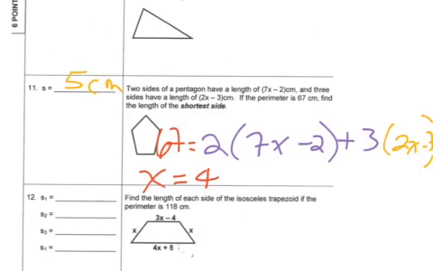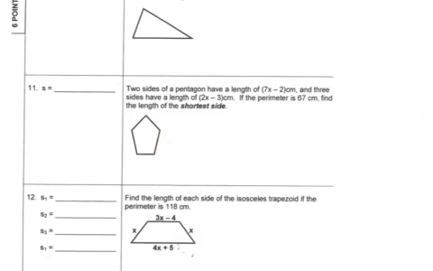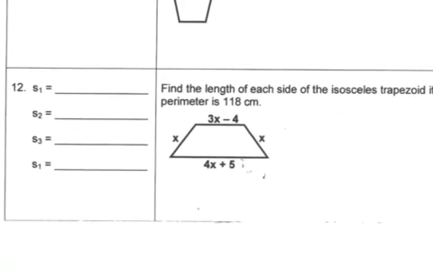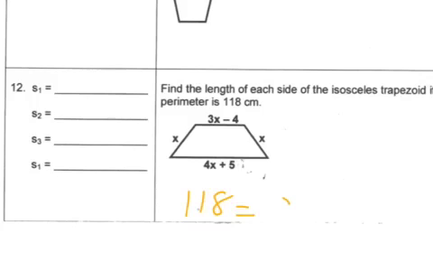And I think I'll just write the answers on this next one. All I'm doing is combining the sides, or combining like terms. Well, maybe I'll write it out real quick. You end up with 118 is equal to 9x plus 1, and that makes our sides 13, 13, 35.